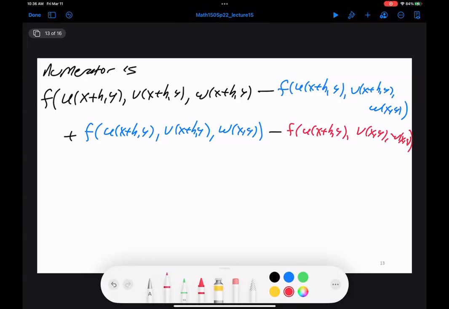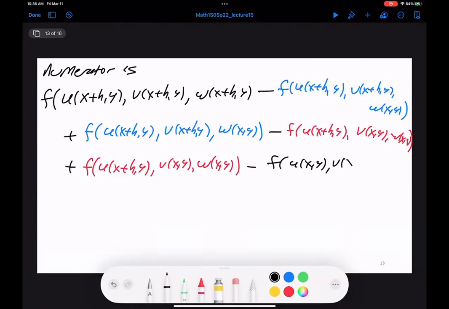You see it's getting simpler and simpler. Now I add back what I just subtracted, f of u of x plus h, y, v of x, y, w of x, y. And now I just remember I initially had to subtract off f of u of x, y, v of x, y, w of x, y. So I've added 0 twice.